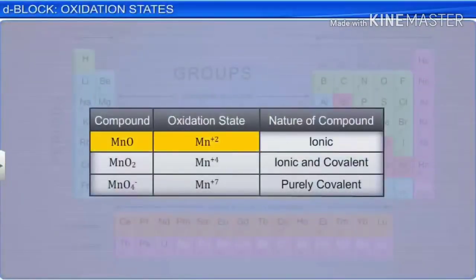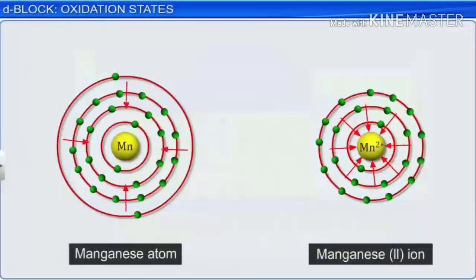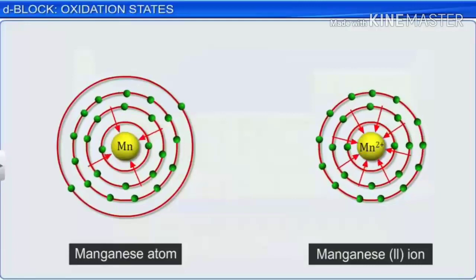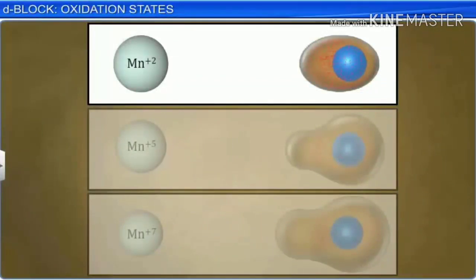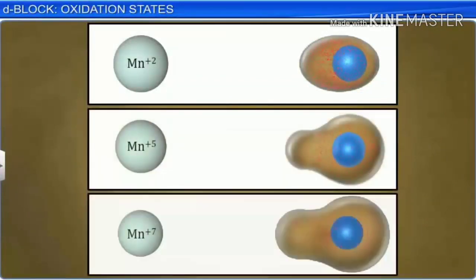For example, manganese 2 oxide is ionic. Manganese 4 oxide is intermediate between ionic and covalent. And manganese 7 oxide is purely covalent. As the oxidation state of the transition metal increases, the charge density on the metal also increases. This results in an increase in the polarization of the anion charge cloud by the metal, and hence, the covalent character increases.